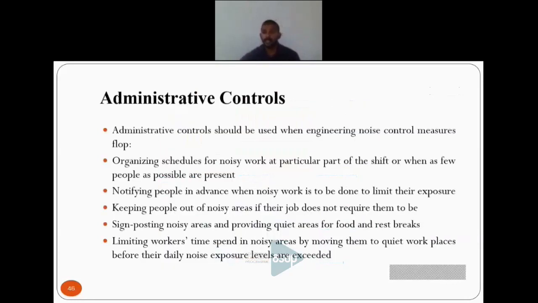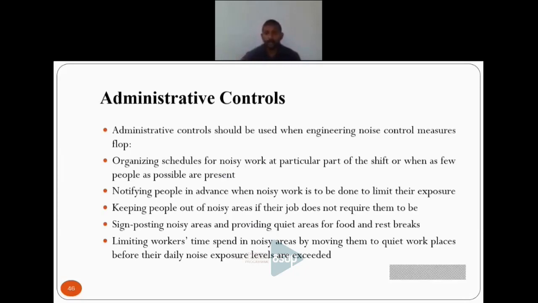If the 3 cases, substitution, elimination, and engineering control, fail, then we can go for administrative controls. Administrative control means we are organizing. There is already exposure to higher noise in industries. So what we are planning here is that for the workers who go there, we make a correct schedule for them.